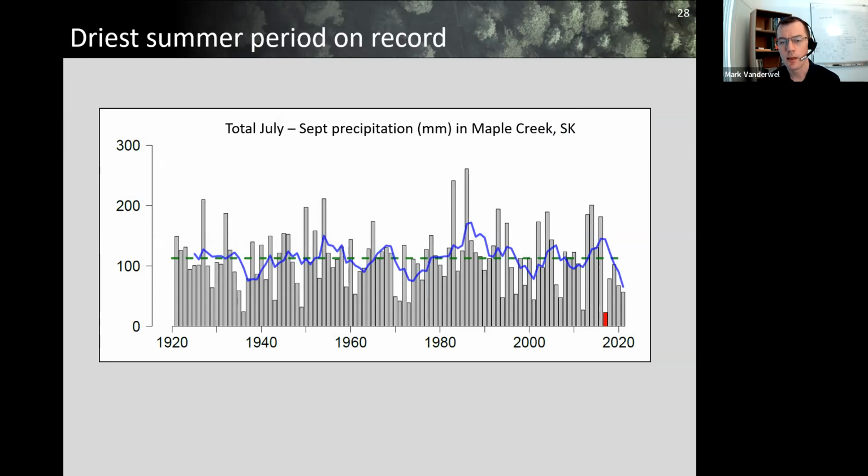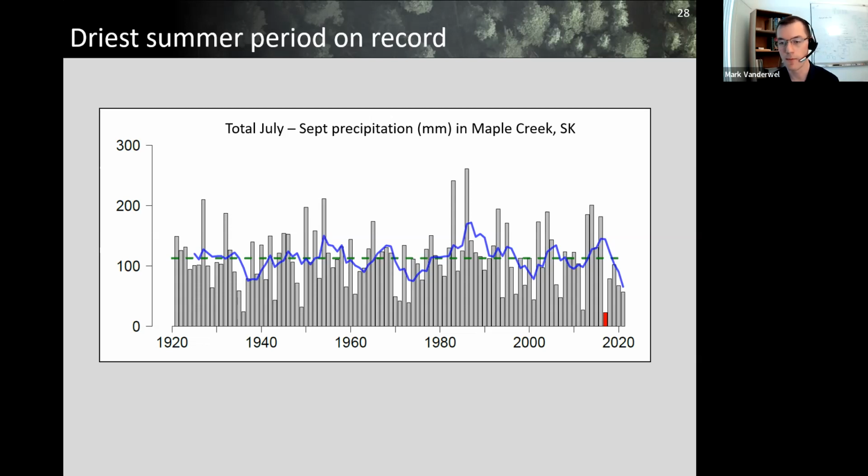This is the summer precipitation records for the town of Maple Creek, Saskatchewan. It is about 50 kilometers outside of the park and is the closest location where we have long-term weather station records. Here, the green dashed line represents mean summer precipitation, and the blue line represents the running 5-year mean summer precipitation rates. Now, if you look at the right side of this chart, you see that the bar corresponding to 2017 is colored in red. That was the driest summer on record for Maple Creek and presumably the Cypress Hills as well over the past 100 years.